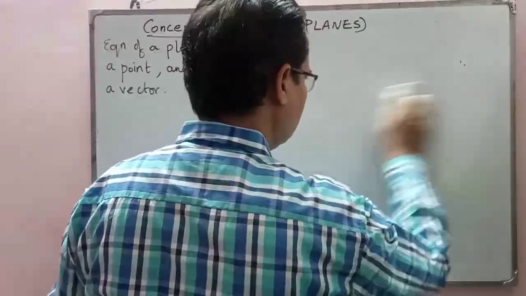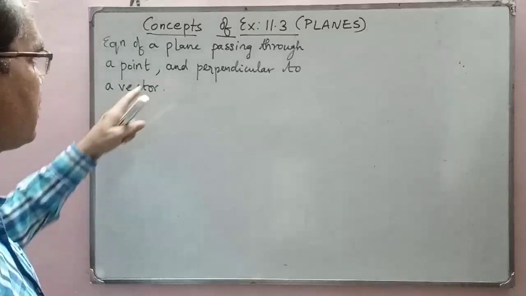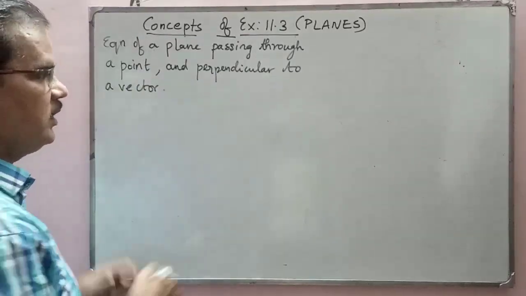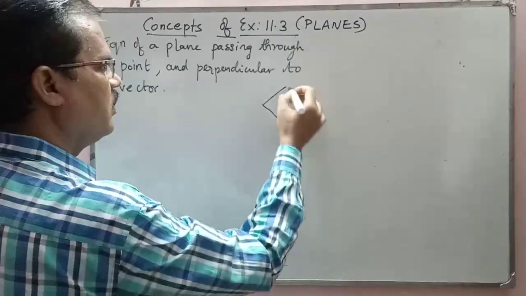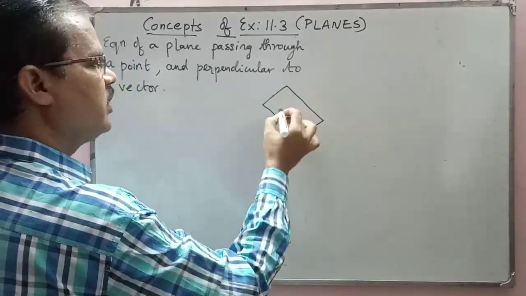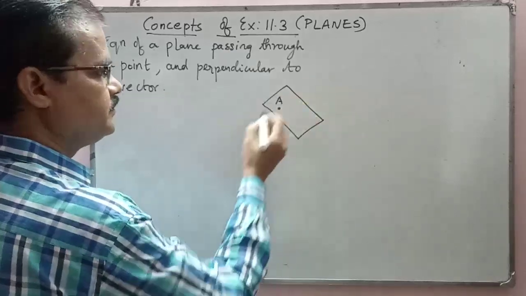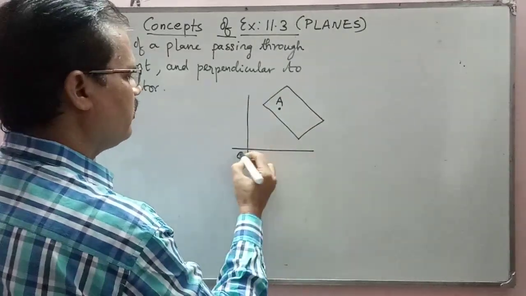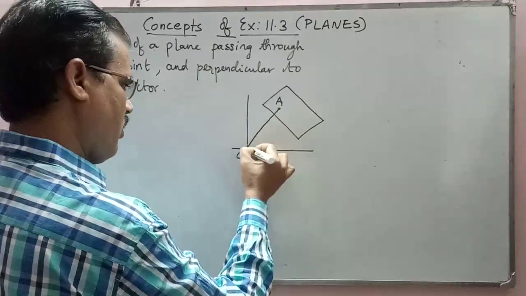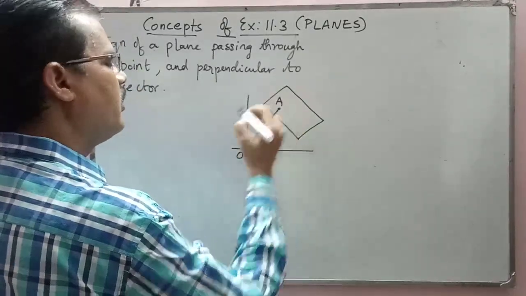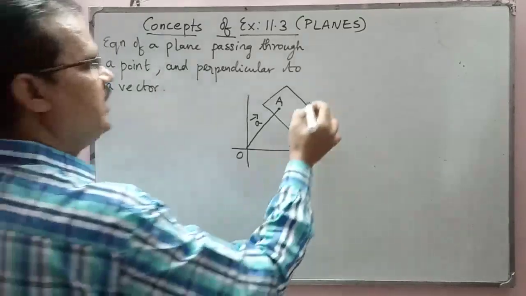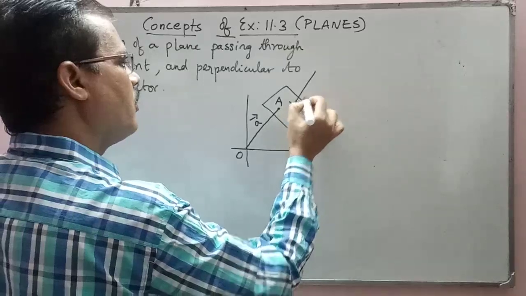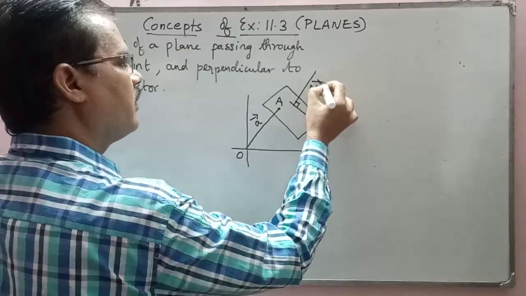Now I am going to explain the equation of a plane passing through a point and perpendicular to a vector. Okay, let us take a plane. This plane is passing through a point. Let the point be A. Let the position vector of the point from the origin be a vector, and our plane is perpendicular to a vector. Let this vector be n vector.